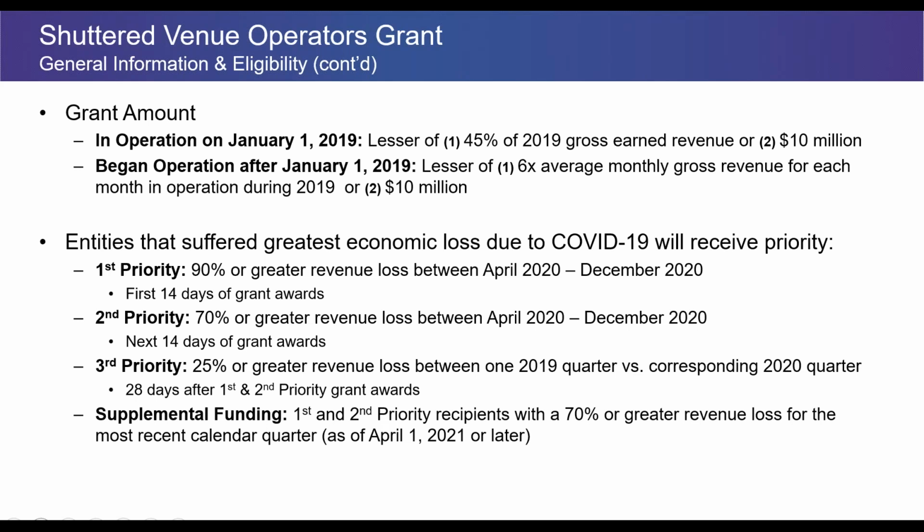Whereas if you began operation after that date, it's the lesser of 6 times your average monthly gross revenue for each month in 2019, or 10 million. And you see here the grants are prioritized, and right now there's only 15 billion in funds allotted to that. We'll see if they do increase it, but we see here that first, second, and third priority are dependent upon the economic loss that the applicant has suffered between April 2020 and December 2020.